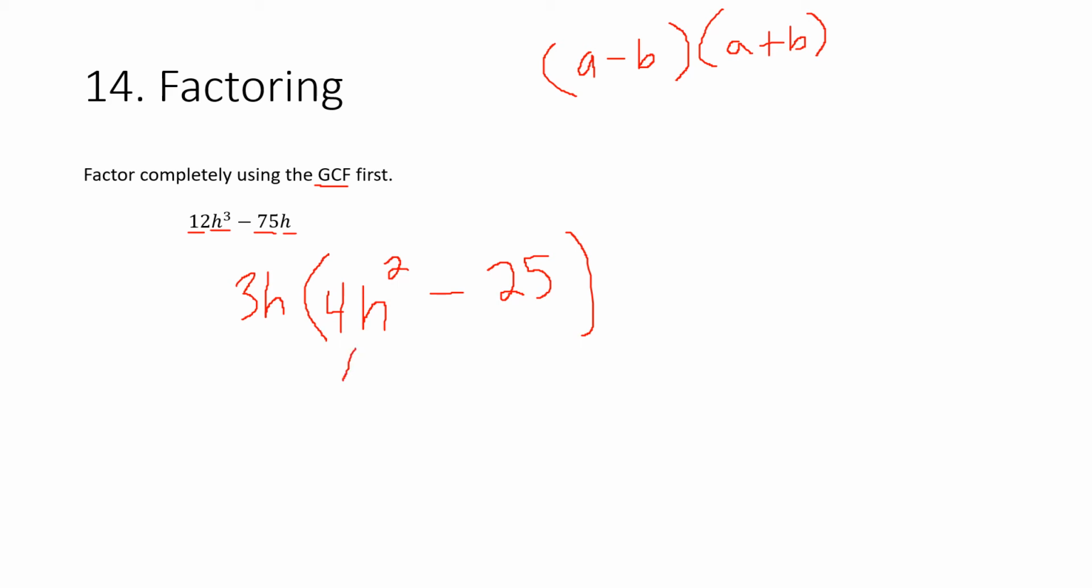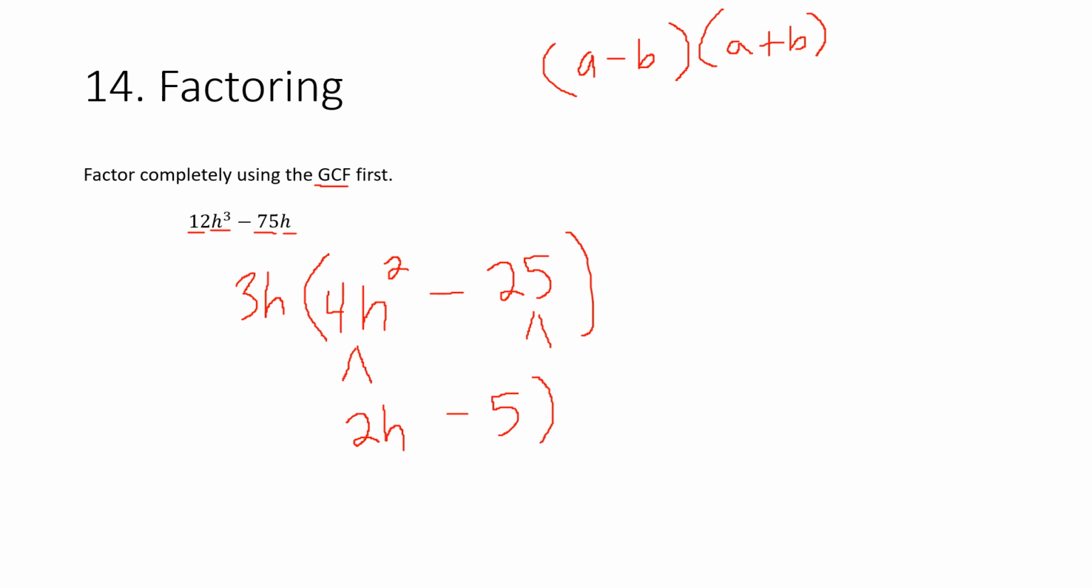So the square root of 4h squared, that's going to give us 2h, because the square root of 4 is 2 and the square root of h squared is h. Then we have to take the square root of 25 as well. Square root of 25 is 5.